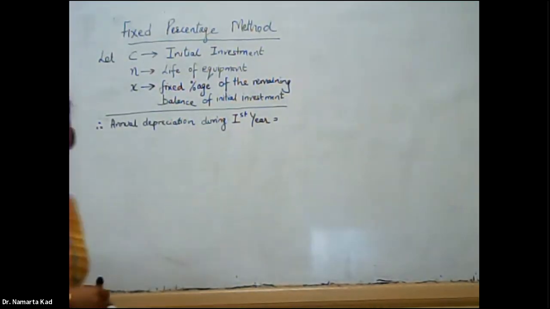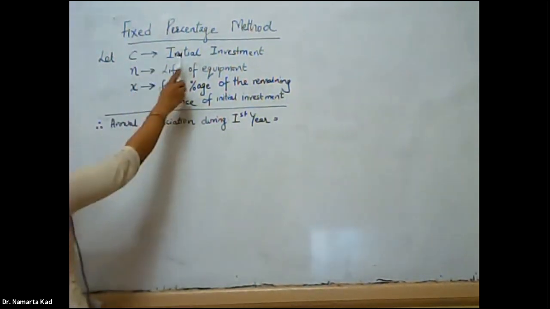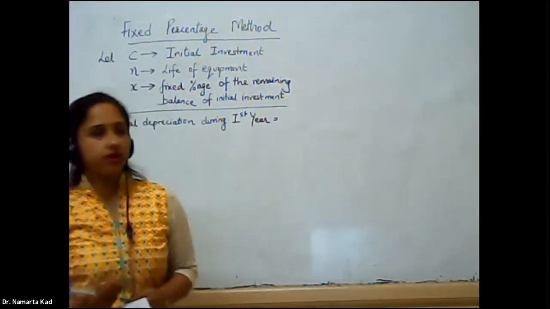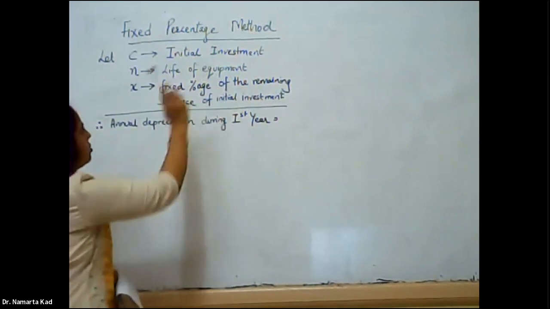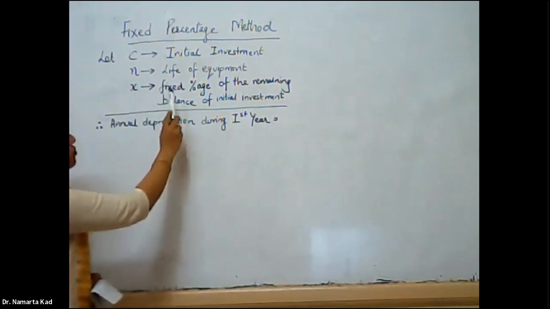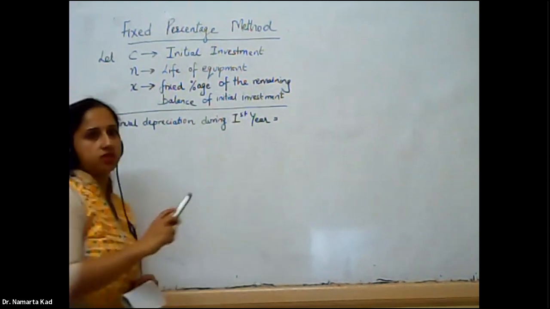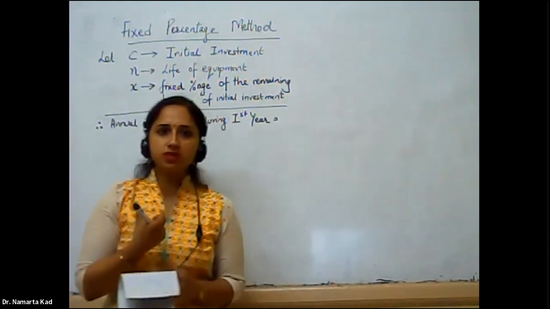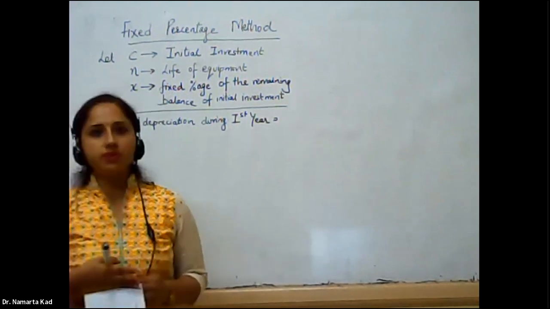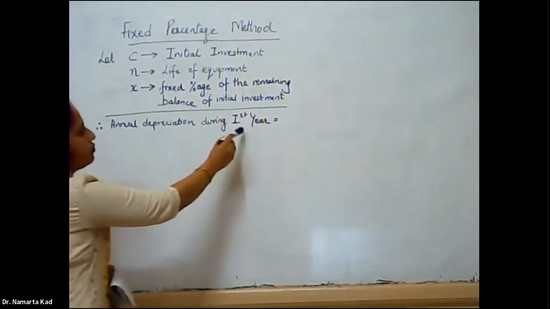Okay, so for the fixed percentage method, let C be the initial investment on any equipment or any device. Then N is the useful life of the equipment. Then X is the fixed percentage of the remaining balance of initial investment. This is the fixed percentage that we have to spend after each depreciation, like annual depreciation during first year.